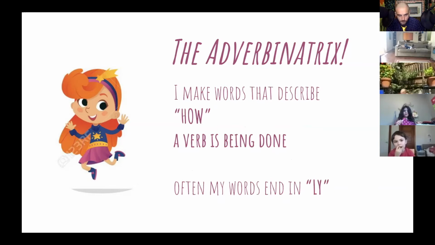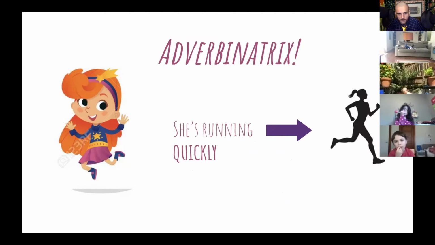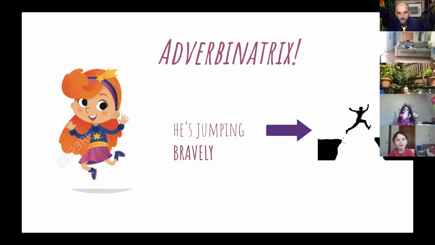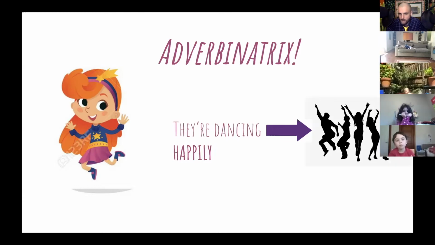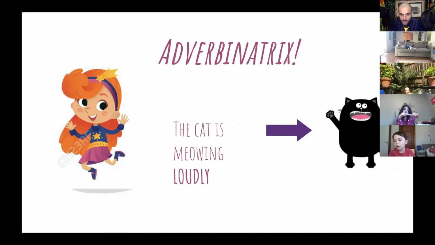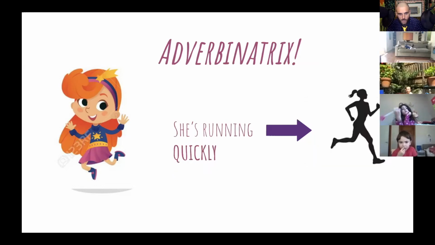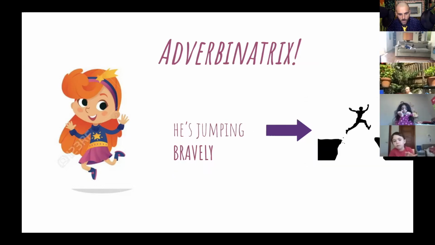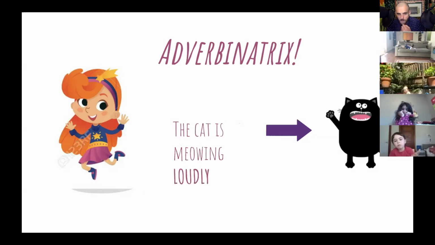Ready? He's running quickly. He's jumping bravely. They're dancing happily. The cat is meowing loudly. All of these words are brought to you by the Adverbinatrix because she makes adverbs that describe the verbs, right? So running quickly, jumping bravely, dancing happily, meowing loudly.